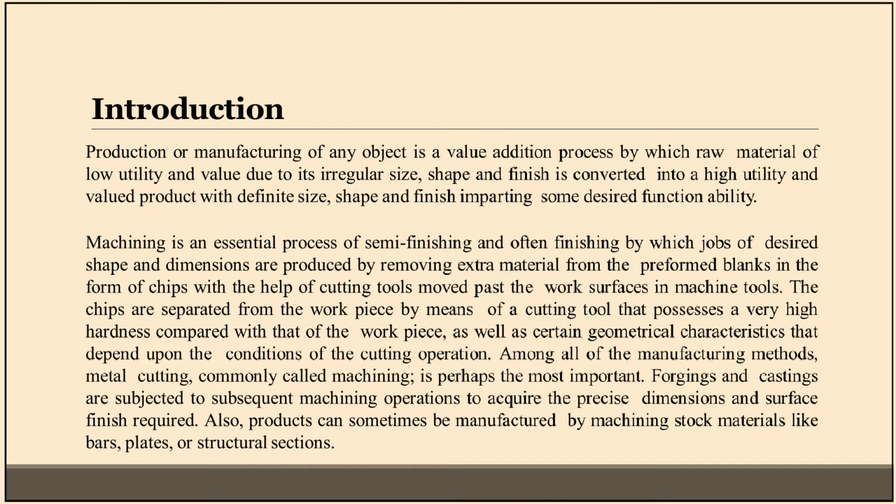Among all of the manufacturing methods, metal cutting, commonly called machining, is perhaps the most important. Forgings and castings are subjected to subsequent machining operations to acquire the precise dimensions and surface finish required. Also, products can sometimes be manufactured by machining stock materials like bars, plates, or structural sections.